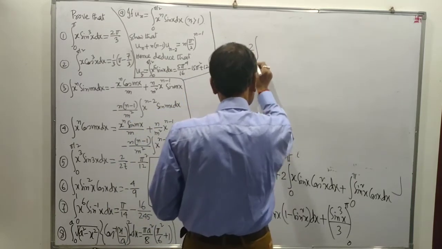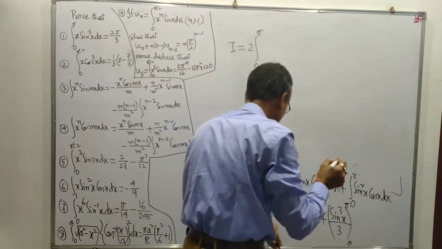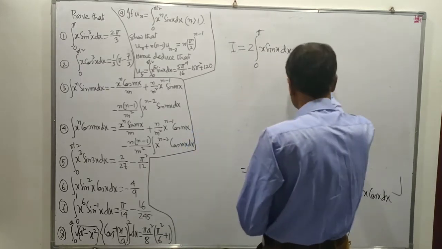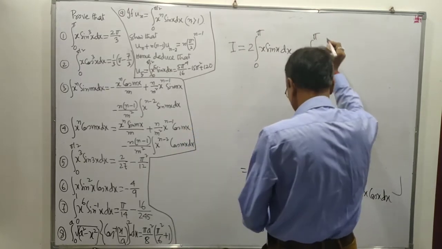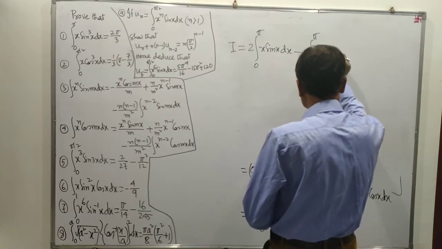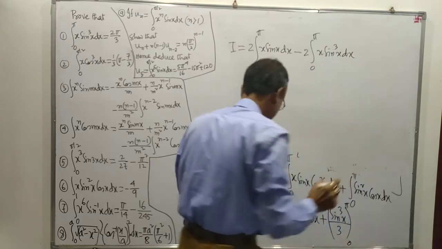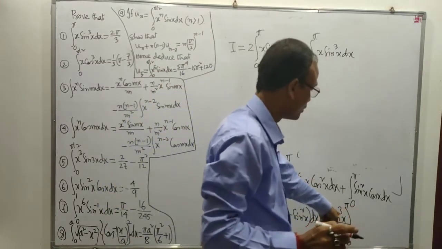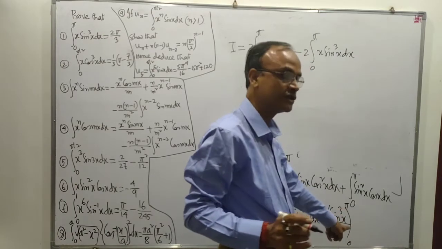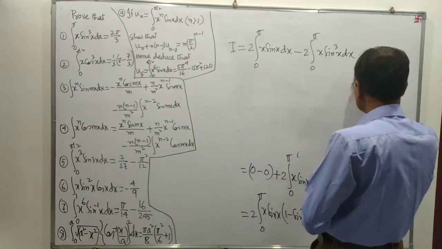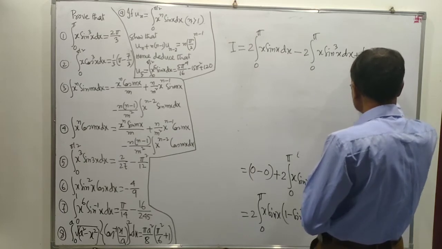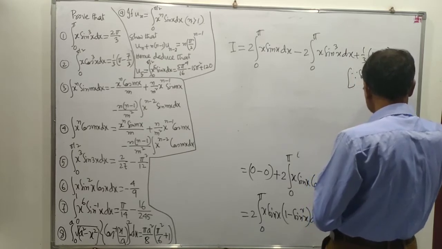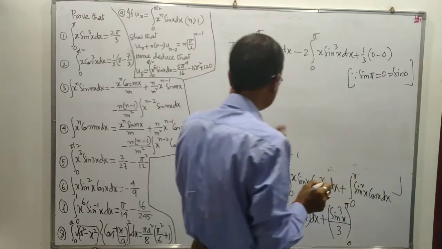times the integration 0 to pi of x into sin x, minus 2 times the integration 0 to pi of x into sin cube x. Am I right? X sin x into sin square x, x into sin cube x. And what will be this value? Sin pi equal to 0 and sin 0 equal to 0. Plus 1 by 3 into 0 minus 0. Since sin pi is equal to 0, of course sin 0 is also equal to 0.